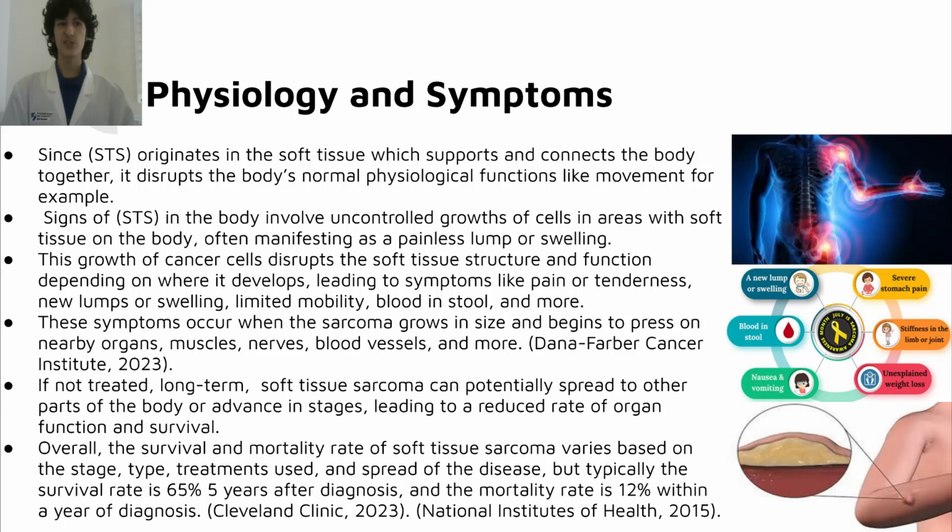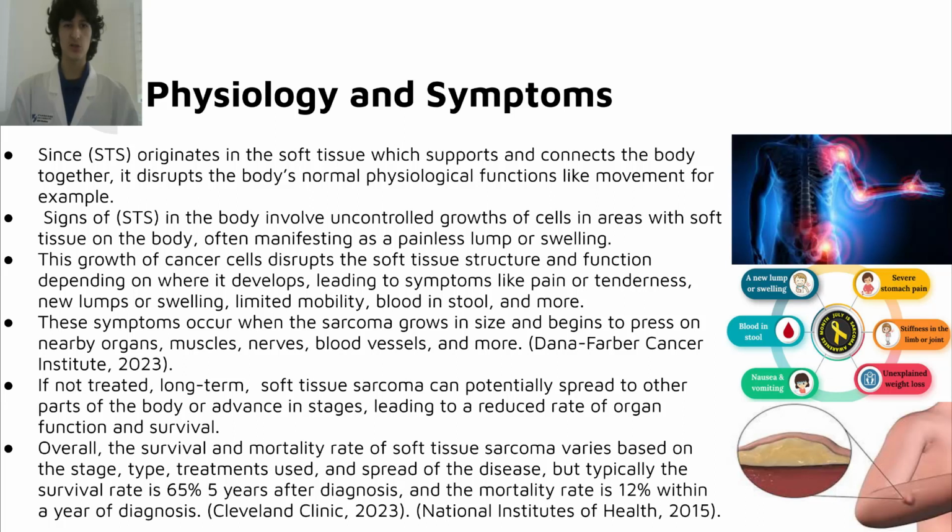Since STS originates in the soft tissue which supports and connects the body together, it disrupts the body's normal physiological functions like movement, for example. Signs of STS in the body involve uncontrolled growths of cells in areas with soft tissue on the body, which often manifests as a painless lump or swelling, which we can see here, what it looks like. This growth of cancer cells disrupts the soft tissue structure and functions depending on where it develops, leading to symptoms like pain or tenderness, new lumps or swelling, limited mobility, blood in stool, and more.